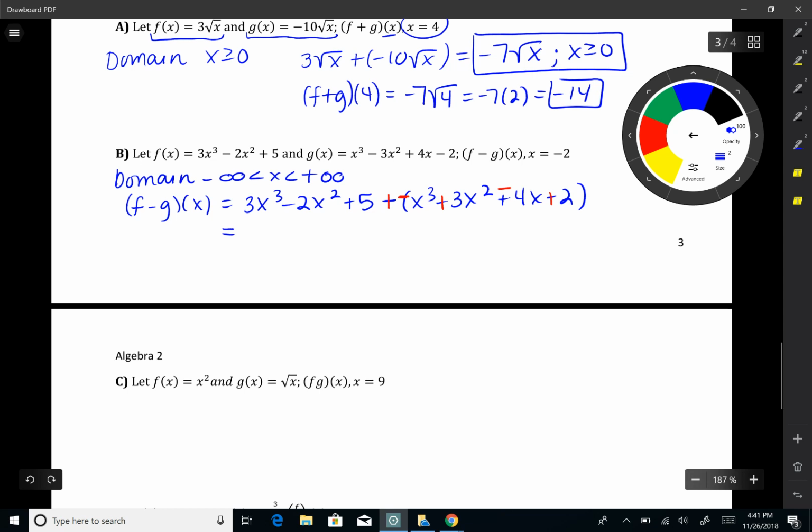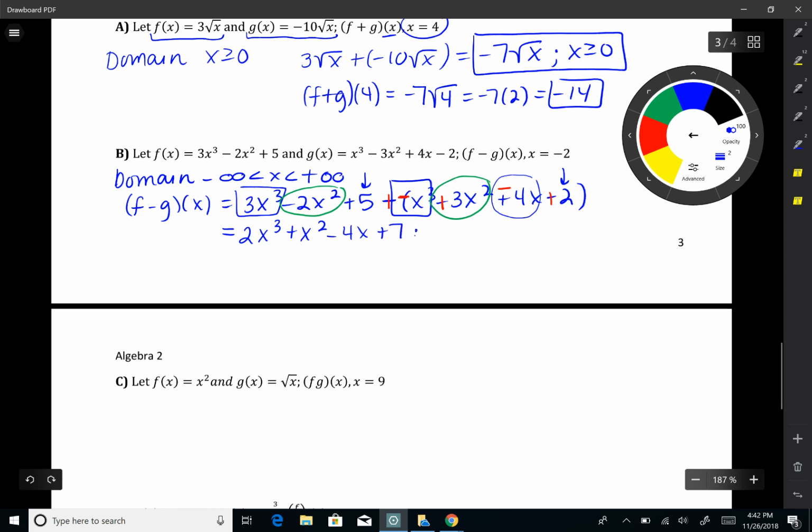So I have 3x cubed and a negative x cubed gives me 2x cubed. Then I have negative 2x squared and a positive 3x squared. So that just gives me plus 1x squared. Then I have just a plain old negative 4x. I'm going to write that next. And then I have 5 and 2. 5 plus 2 is 7. So this is my difference.